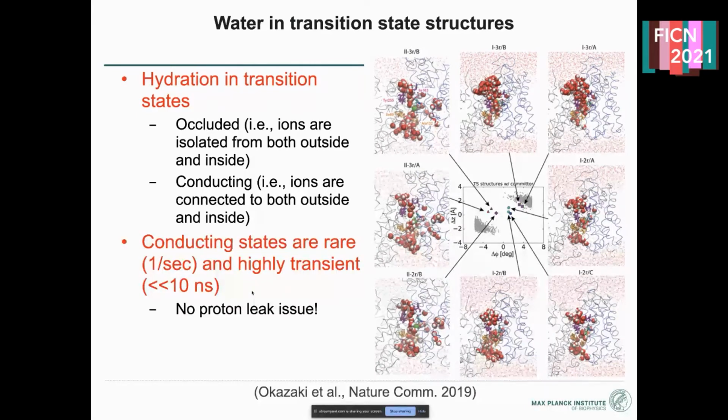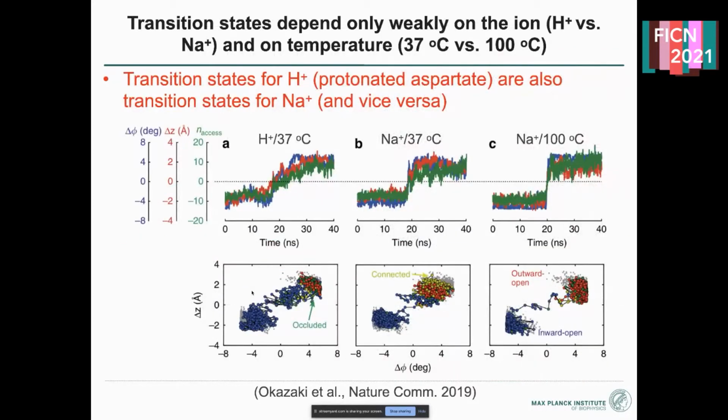Now, you may worry that these states could result in leakage, but you should keep in mind that the formation of these conducting states is at the rate of, let's say, 1 per minute or so, and in the MD simulation they are highly transient, on the order of 1 nanosecond, so there's absolutely no proton leak issue here, even if you transiently have a conducting state.